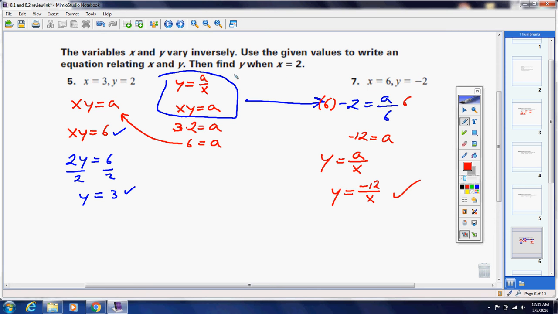And now they want to know, what does y equal when x equals 2? Well, this is going to be really easy. Just plug in 2 for x. y equals -12 over 2, which equals -6, since -12 divided by 2 is -6. So when x equals 2, y equals -6.